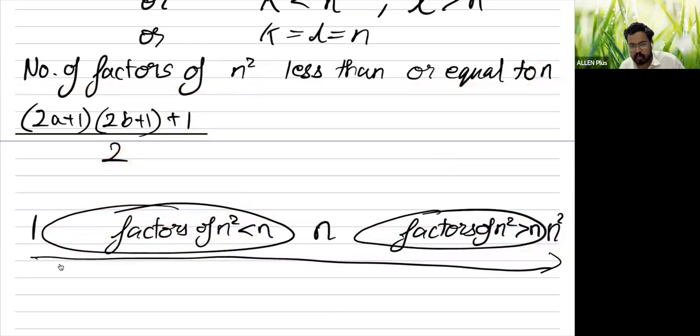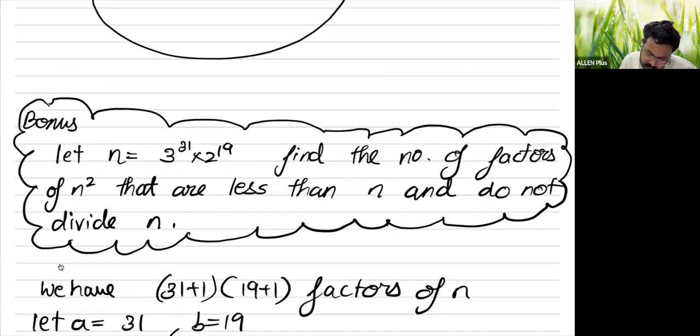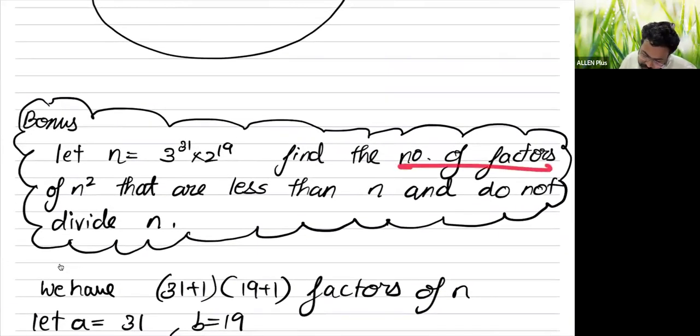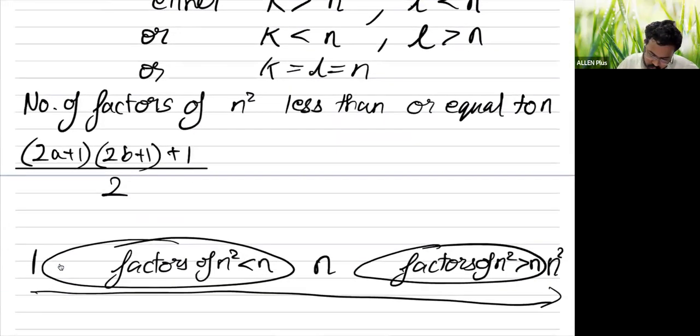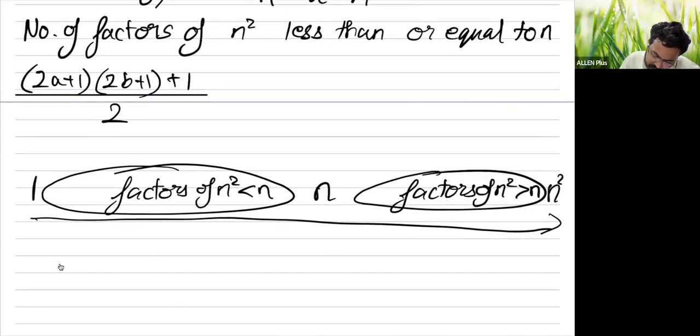Why did I do all of this? Because the question is asking me to find the number of factors of n square that are less than n and do not divide n. So the first part is finding out how many factors of n square are there that are less than n. Then I'll remove all the factors that divide n. Any factor that is a factor of n will divide n square also. Correct. So the number of factors of n square less than or equal to n.